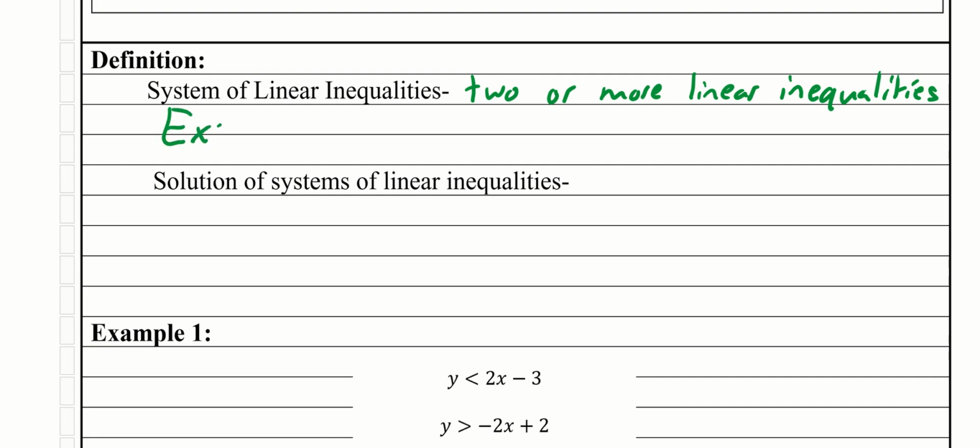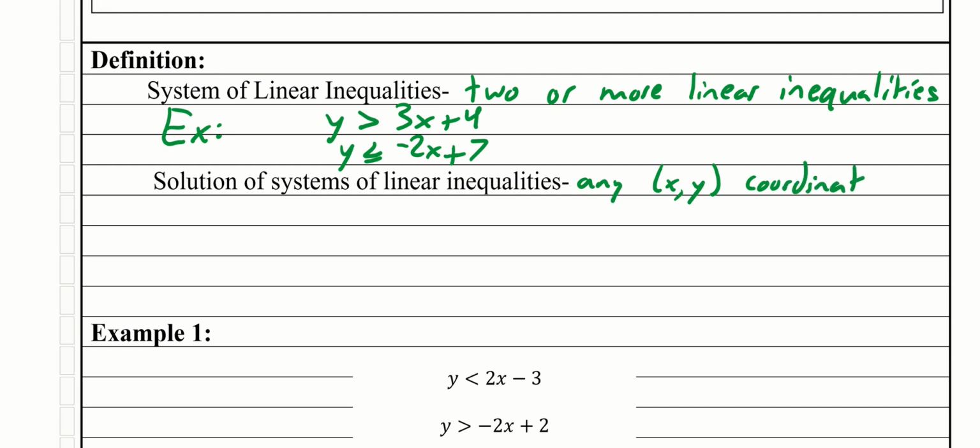So for example, we could see something like this where I see y is greater than 3x plus 4, y is less than or equal to negative 2x plus something, doesn't matter. Okay, so this is what we're going to start to see, two different linear inequalities now. The solutions for these are similar to what we talked about in 2.4. The solutions to these are any x, y coordinates that make both inequalities true.